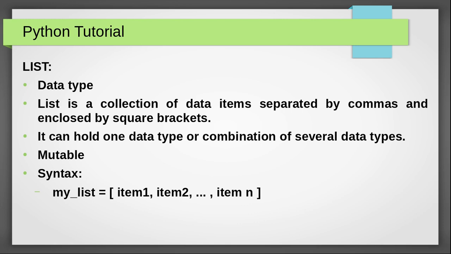And the next point is that a list is mutable, so we can add, remove and insert new items into an existing list. And how are we going to create a list? The list name is equal to, and we can add n number of items. The items are ordered and each item is separated by commas, and all the data items are enclosed by square brackets. So this is the way we create a list.